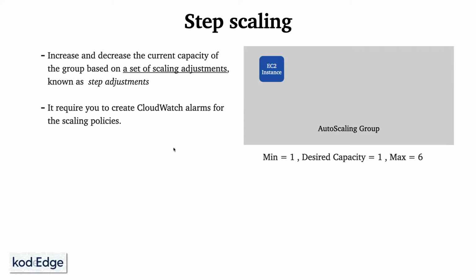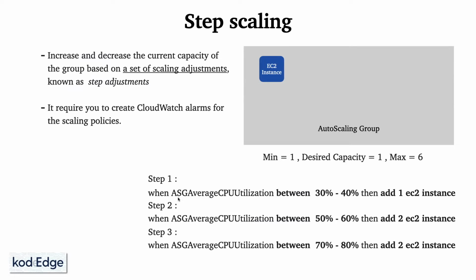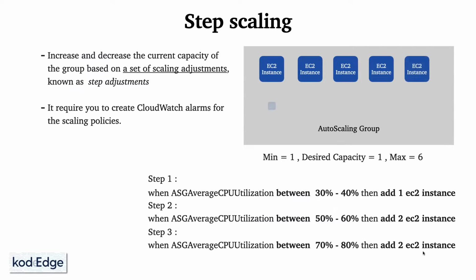So let's take an example. Let's say we have deployed our application on the EC2 instance, and we have defined capacity like minimum capacity is 1, desired capacity equal to 1, and the max capacity is 6. And here we will define multiple steps. So what it means? When average CPU utilization is between 30 to 40%, then add one EC2 instance. Okay. Next, when average CPU utilization is between 50 to 60%, then add two EC2 instances. Okay. Third step is when there is a CPU utilization between 70 to 80%, then add two EC2 instances. So this is how you need to define multiple steps.